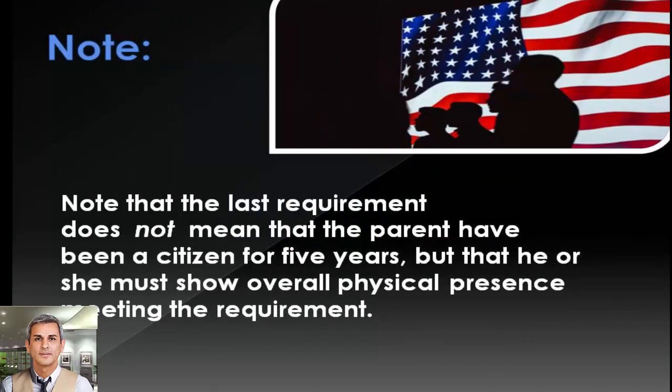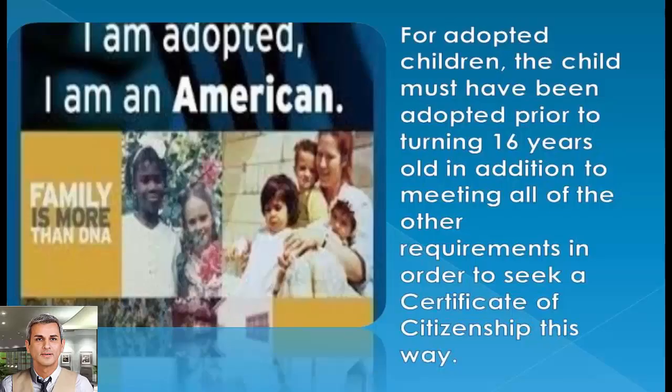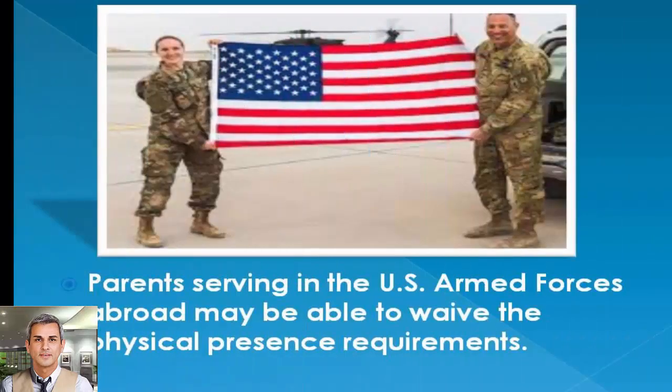Note that the last requirement does not mean that the parent must have been a citizen for 5 years, but that he or she must show overall physical presence meeting the requirement. For adopted children, the child must have been adopted prior to turning 16 years old in addition to meeting all of the other requirements in order to seek a certificate of citizenship this way. Parents serving in the U.S. Armed Forces abroad may be able to waive the physical presence requirements.